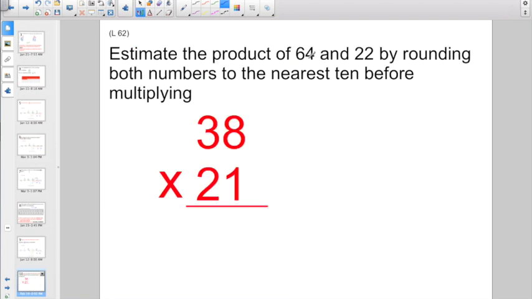Estimate the product of 38 and 21 by rounding both numbers to the nearest 10 before multiplying. So 38, what do you think? Is that closer to 30 or closer to 40? Look to your neighbor to the right. If it's 5 or more, round them up. 38 is closest to 40. 21, is that going to be closest to 20 or closest to 30? Well, his neighbor to the right is way less than 5, right? So we're going to keep him as 20. So I have 20 times 40, or 40 times 20.